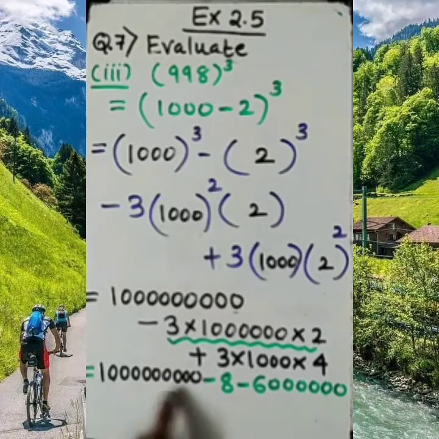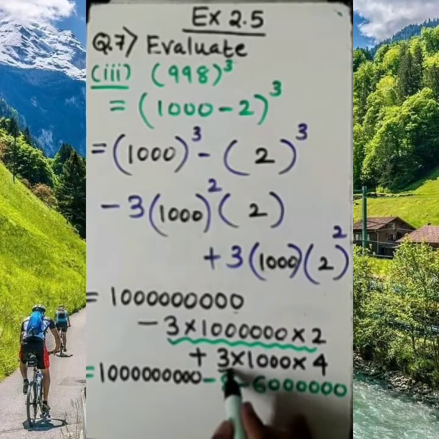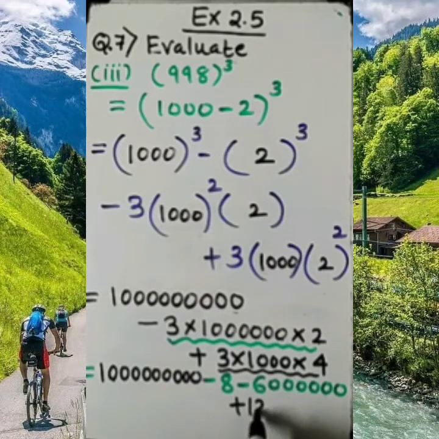1 is having 9 zeros, that is 1 billion. Okay. So here one more multiplication is left for this, 3 4s are 12. So I need to mention here 12,000. Clear to you? Now let's add all this. And what do we have?